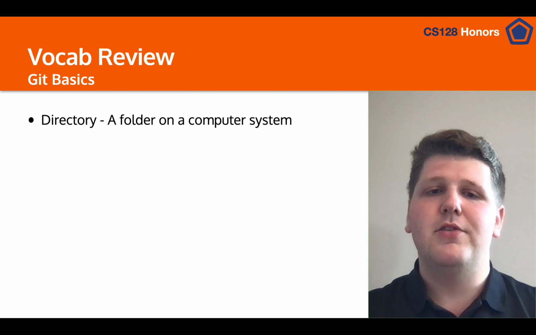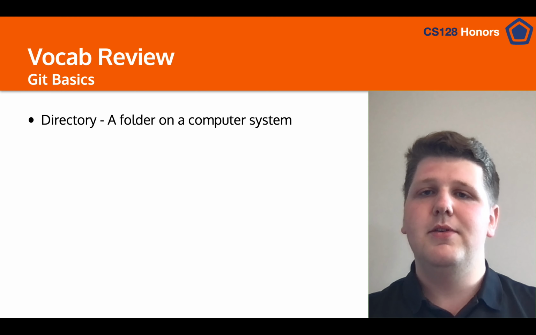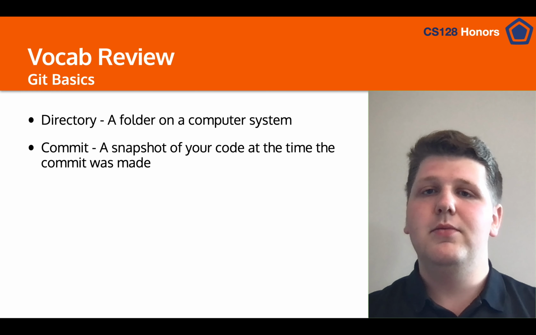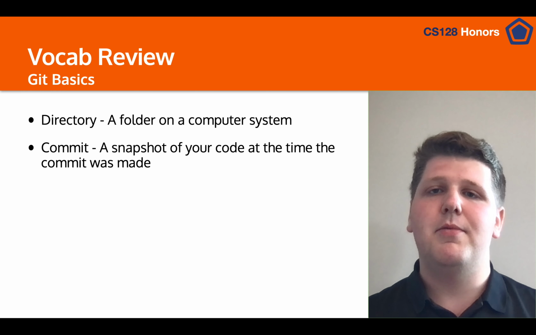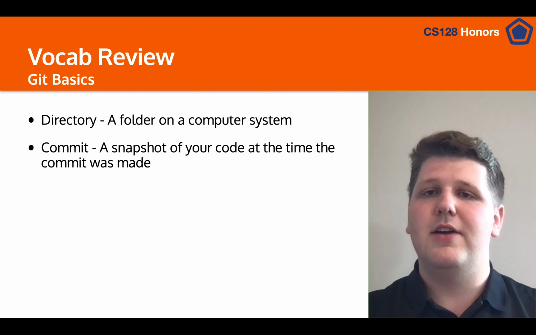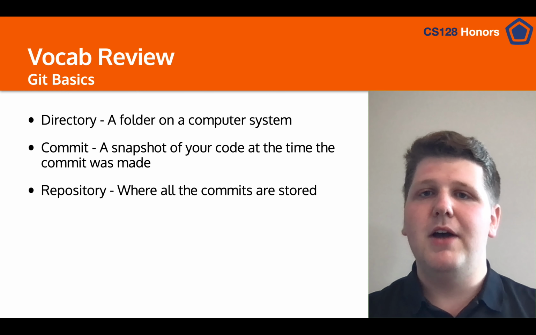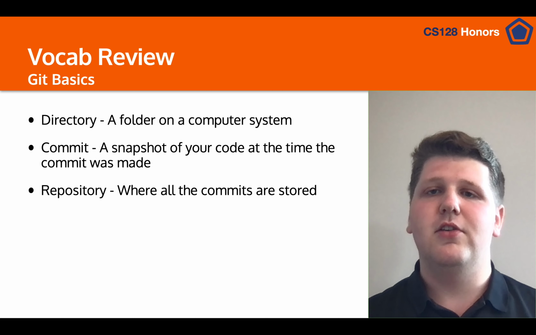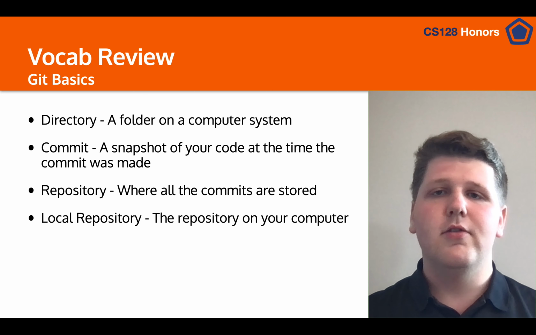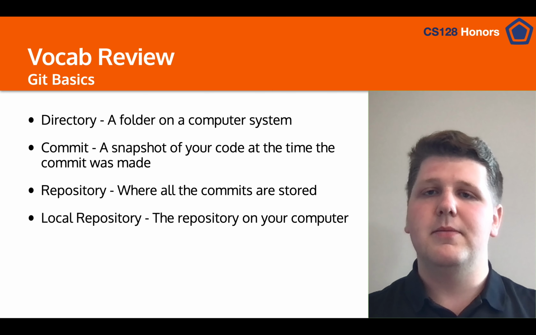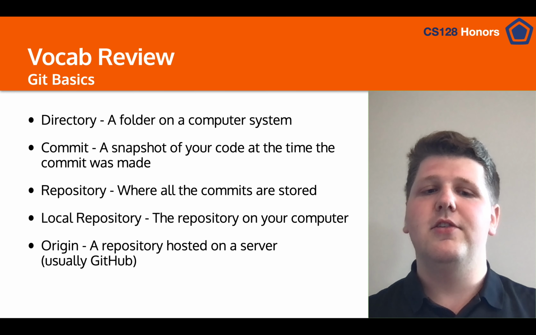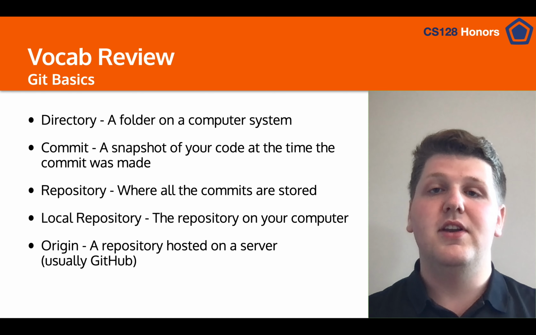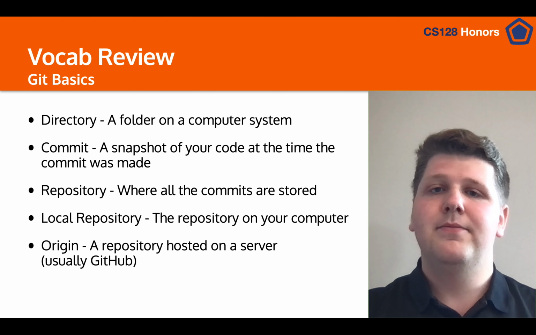First off, we talked about directories, which is a folder on a computer system. We talked about commits, which is a snapshot of your code at a point in history so that you can refer back to it at a later date. We talked about repositories, which is where all of your commits are stored. We talked about the local repository, which is the repository on your computer, and we talked about remote repositories, also known as origin, which is a repository hosted on a server, usually GitHub.